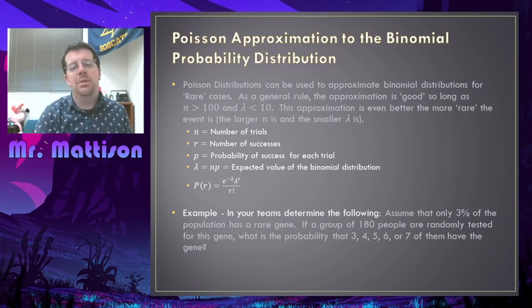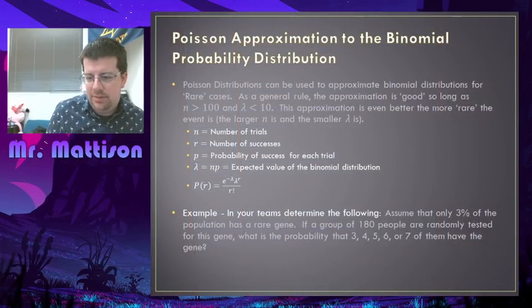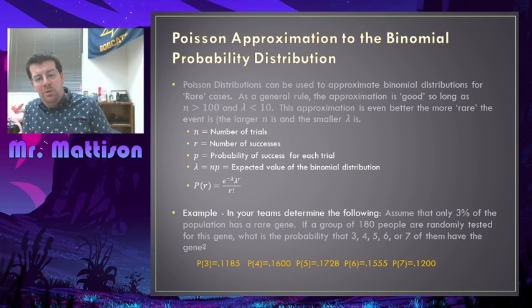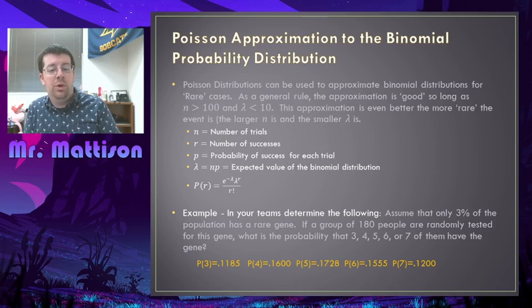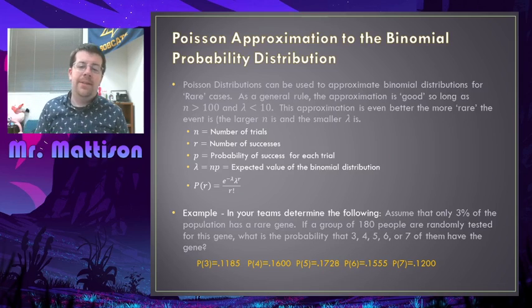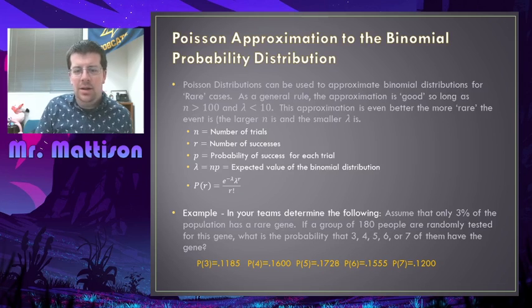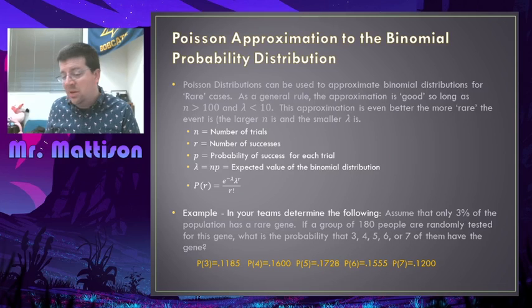All right, so now that we've done that, we should get 0.1185 for 3, 0.1600 for 4, 0.1728 for 5, 0.1555 for 6, and 0.1200 for 7. So again, we should notice that peak around 5, which makes sense, right? Our lambda is our expected value, and ours was 5.4.